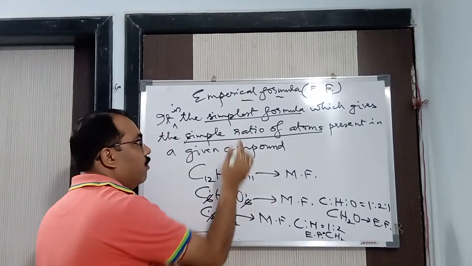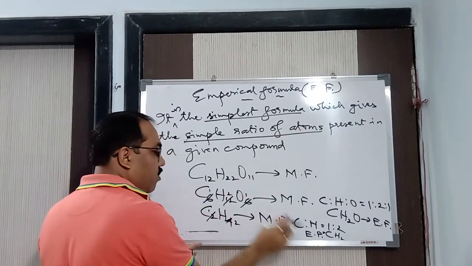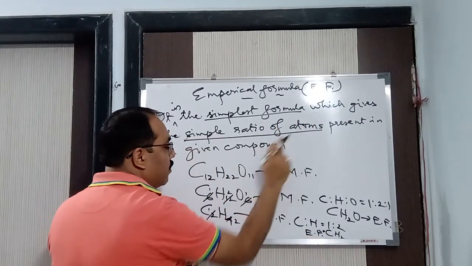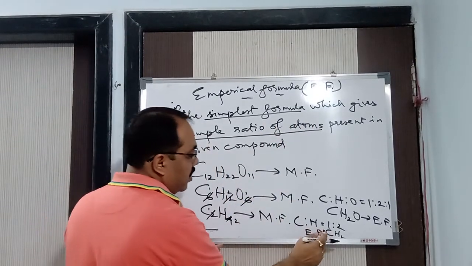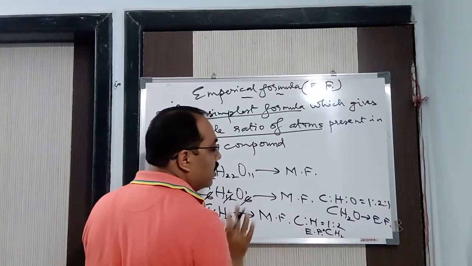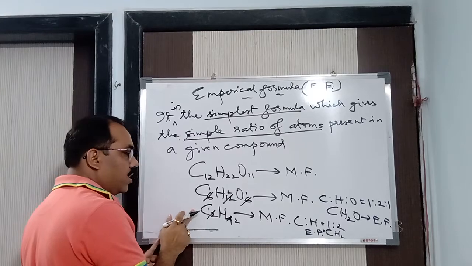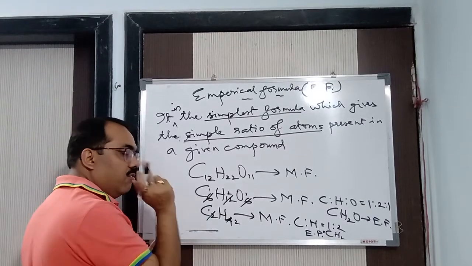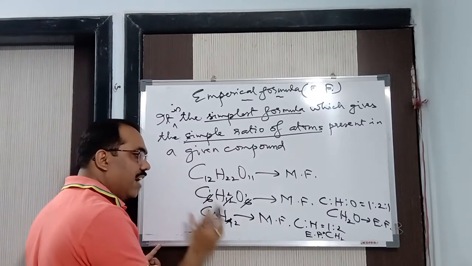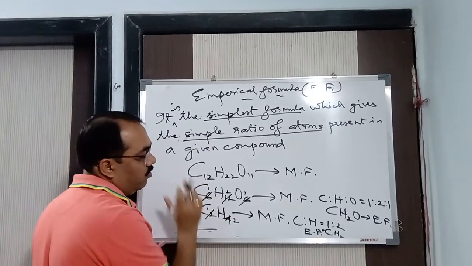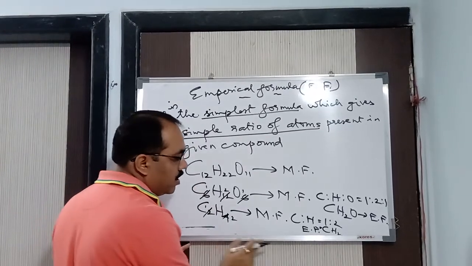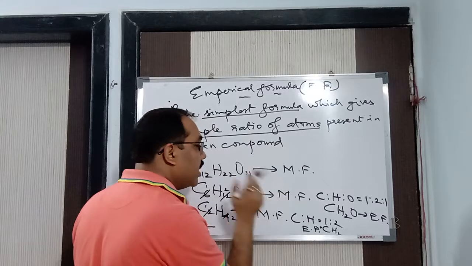So empirical formula, it is the simplest formula. It gives a simple ratio of atoms present in a given compound. Simple ratio of atoms. It is not the actual formula. This is your actual formula. The molecular formula is the actual formula, which gives the actual number of atoms present in a given compound. We can say that, the actual number of atoms, but this does not give the actual number.